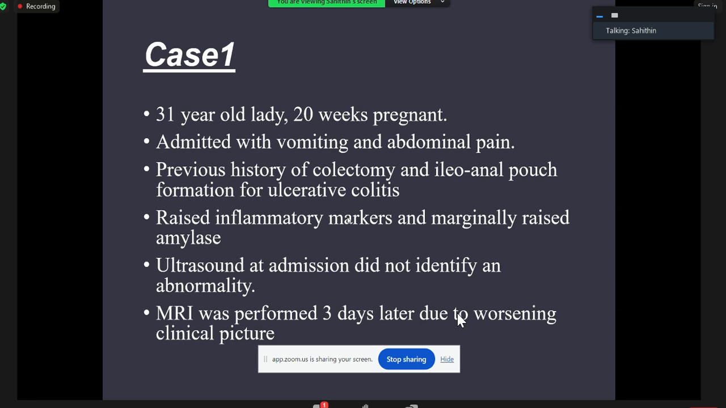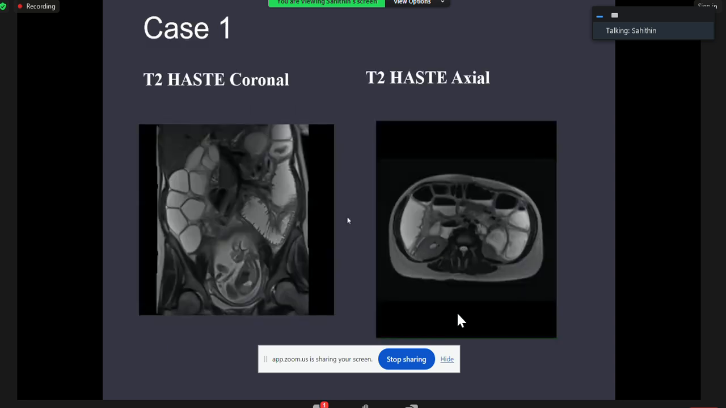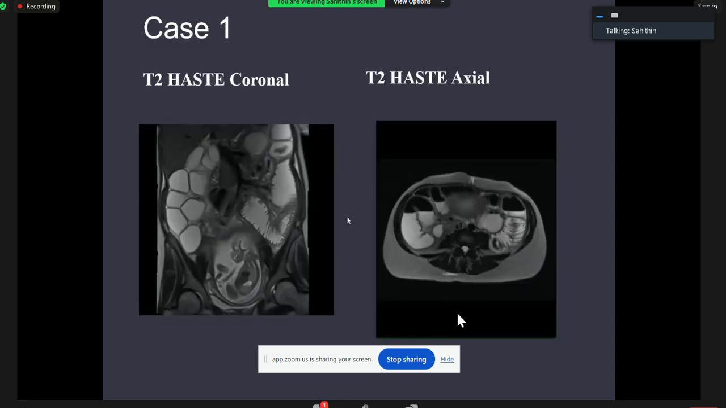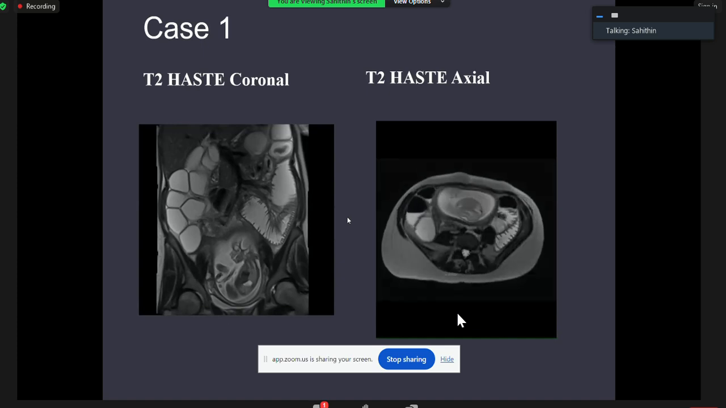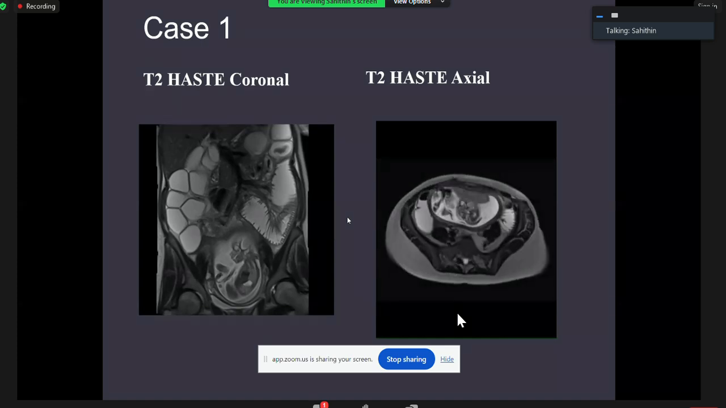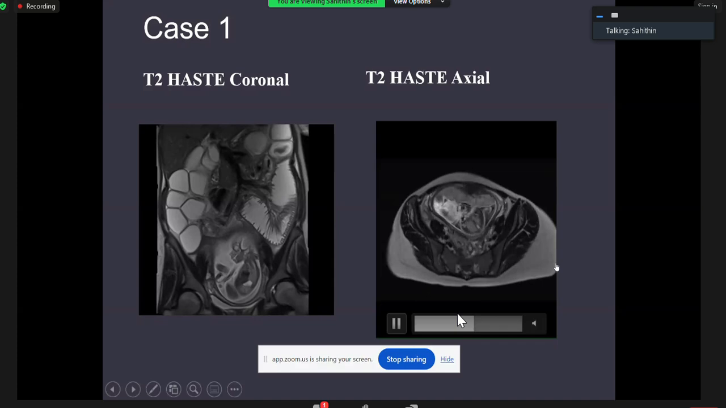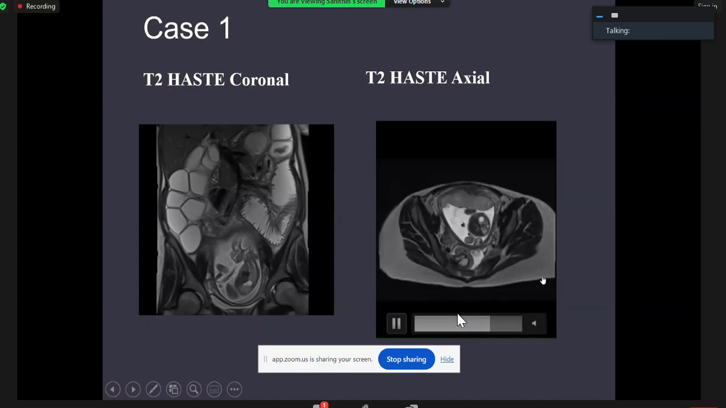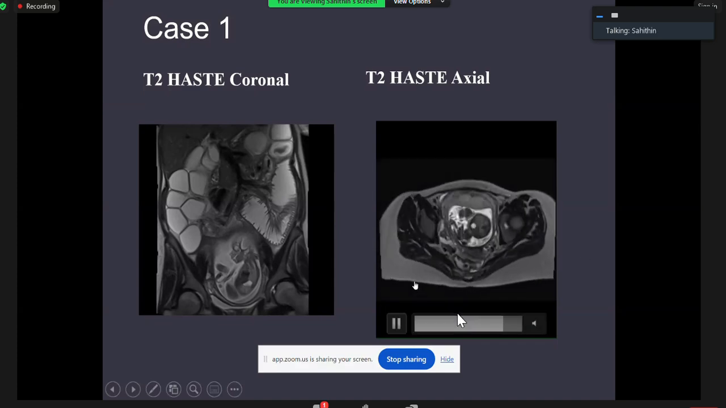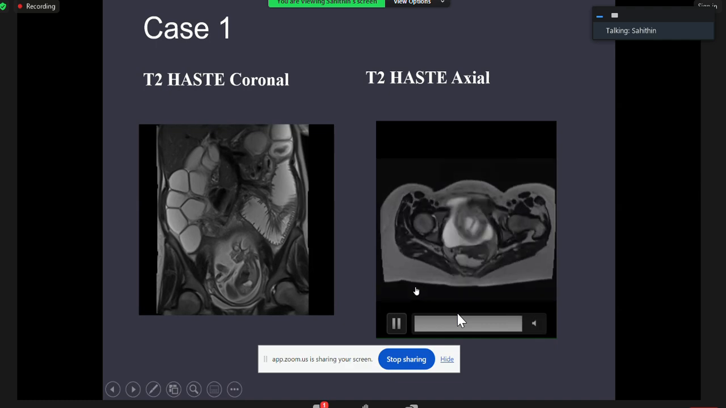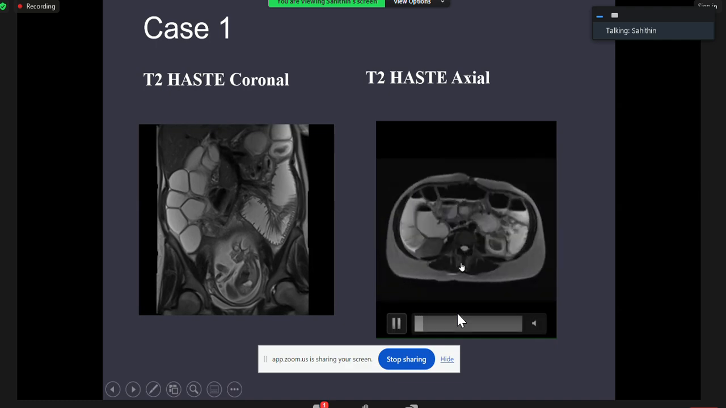Was it colitis, or was it something more that needed intervention? Was the question. So initially she was managed conservatively. Ultrasound was normal, but she did not get better. So an MRI was performed 3 days later. So this is a screenshot of the T2 HASTE coronal, and the T2 axial is playing. I'll just play this again so we can look at the images.